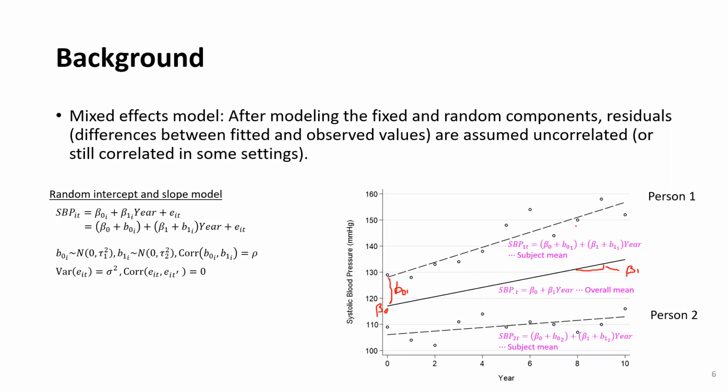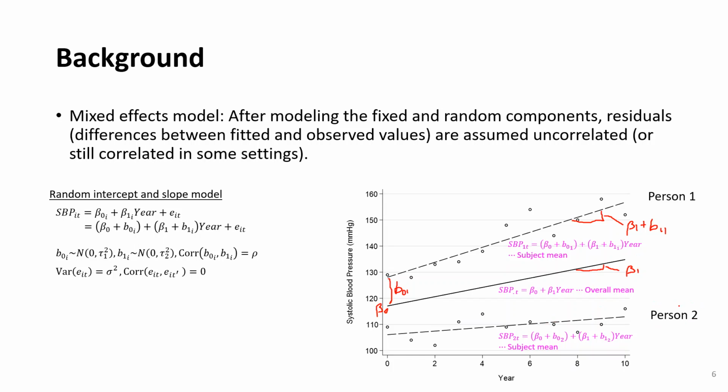And the slope as well. The slope for a 1 unit increase in year is an increase in person 1, which is given by beta 1, which is the overall slope, plus the subject-specific difference, which is b11. Right? So the slope of person 1 is higher by b11 as compared to the overall mean.